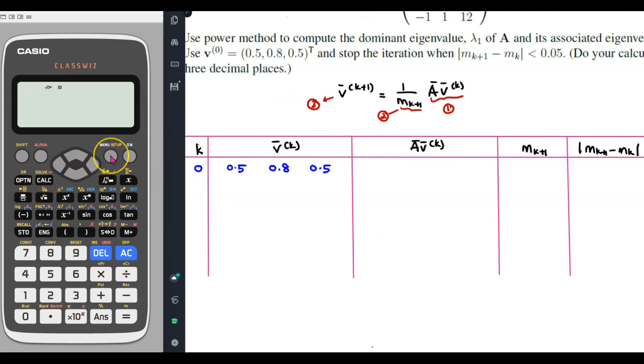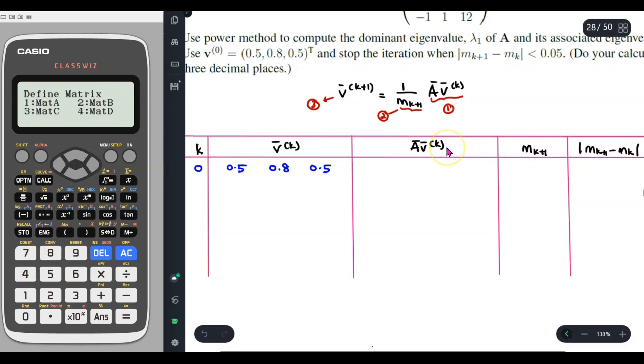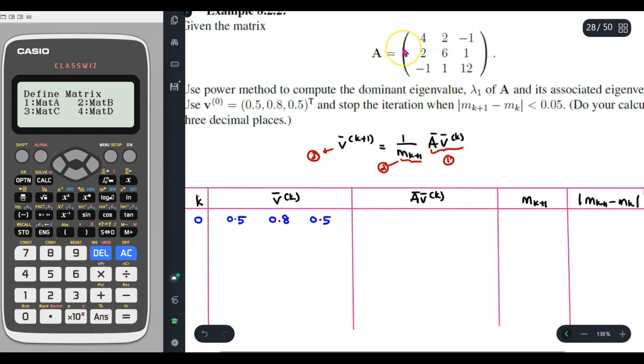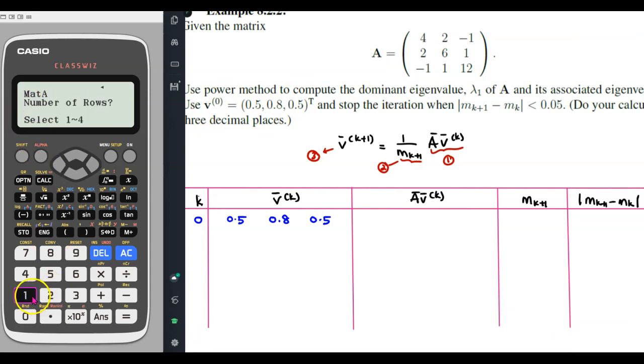In the calculator, we are going to use mode matrix. So mode matrix is number 4 here. And then we want to store the matrix A and also the eigenvector v, right? So define matrix A. So choose number 1. Number of rows is 3. Number of columns also 3. And input the elements of matrix A. All right, so that is your matrix A.